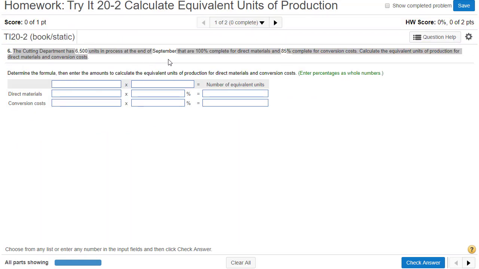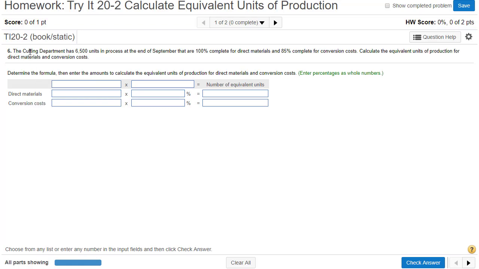But the key is that we have to calculate the direct materials cost separately from the conversion costs. Remember, the conversion costs are direct labor and manufacturing overhead added together. And the reason we have to calculate them separately is because the percentage completion of these two different types of costs are usually different for the units at the end of the period.